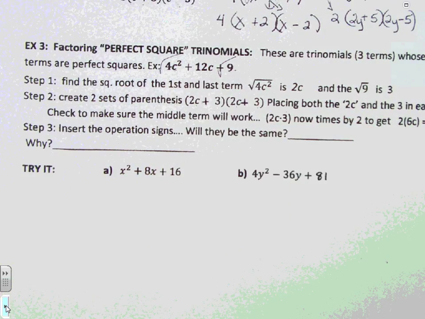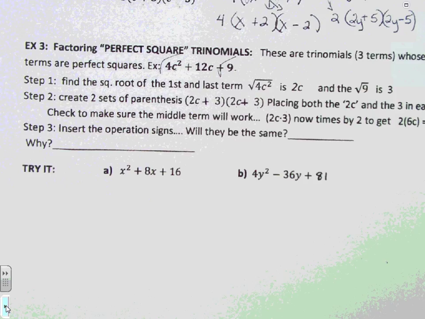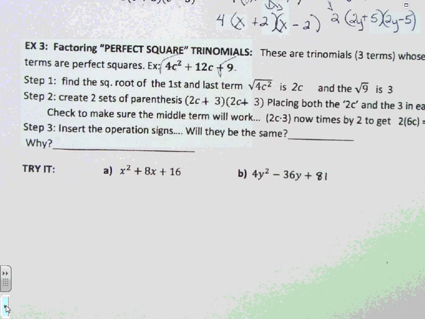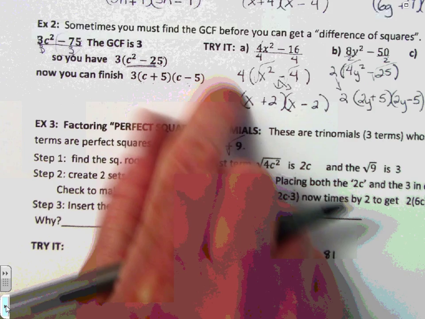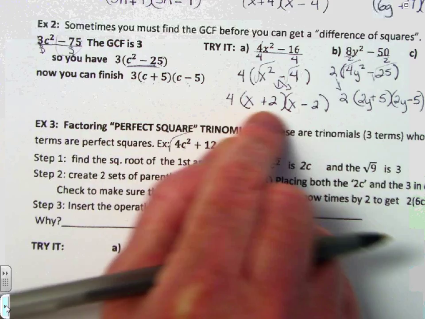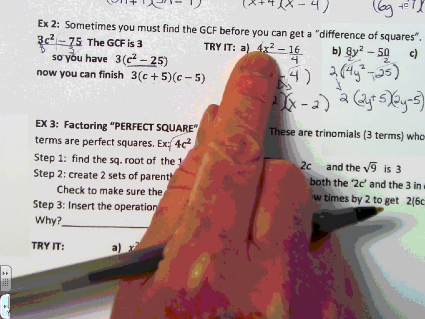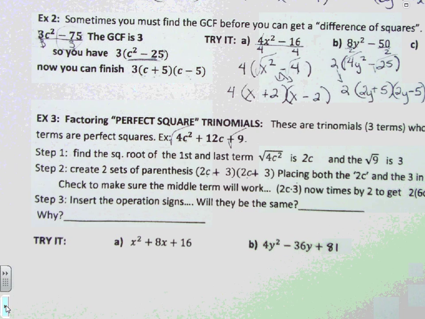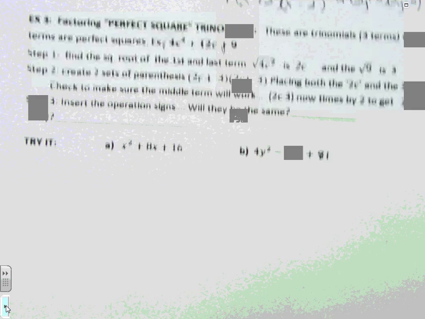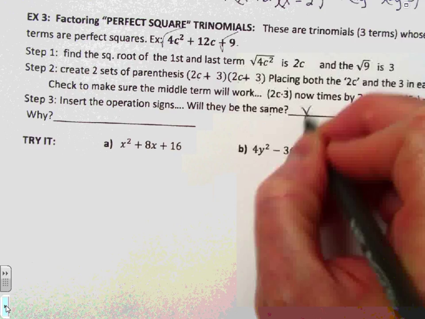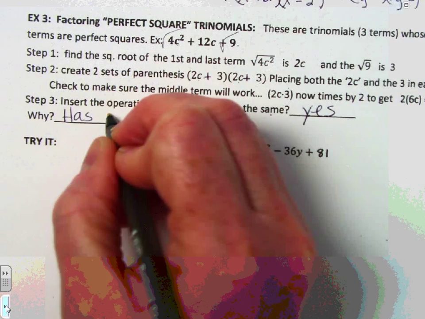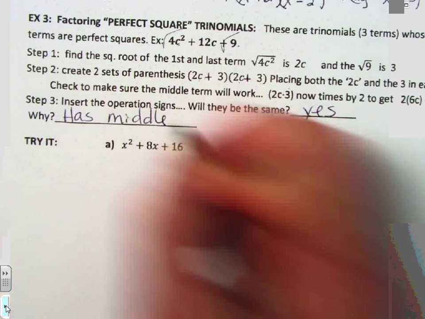If you were to FOIL this out to check your answer, you should get your original problem back. Yes, you can check all of your problems by working them back. If you FOILed these things and then turned around and multiplied by 4, you would get this answer back. That's the cool thing about factoring. You can check your work. There's no reason to miss anything. All right, so let's finish filling these out. Insert your operation signs. Will they be the same? Yes. Why? It has 3 terms. It has a middle term. All right, so let's see if we can do this one.